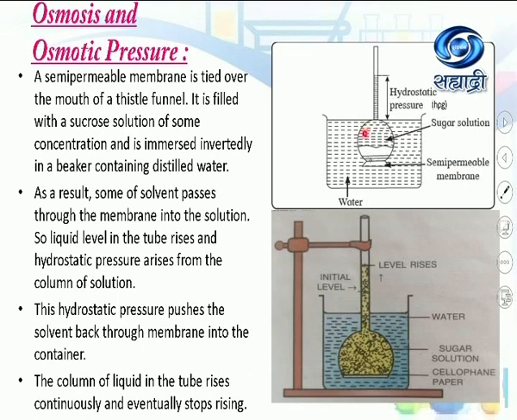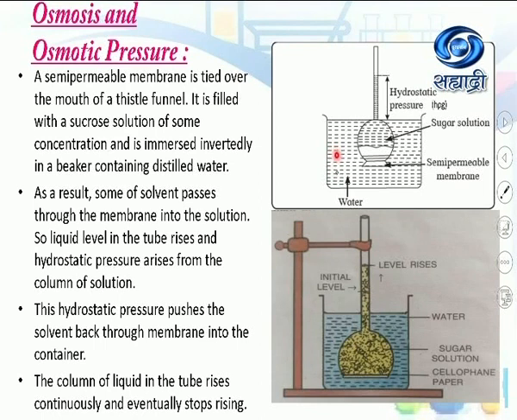So this is a thistle funnel. The mouth of this thistle funnel is closed by a semi-permeable membrane. Here also this is a mouth of a thistle funnel which is closed by a semi-permeable membrane. Cellophane paper is used as a semi-permeable membrane. And this thistle funnel is filled with a sugar solution. Here also a sugar solution is taken in this thistle funnel. This thistle funnel is inverted in a beaker containing water. So this is water, this is a sugar solution.